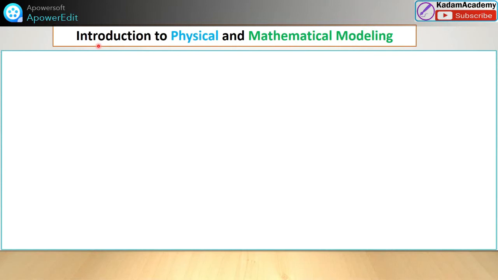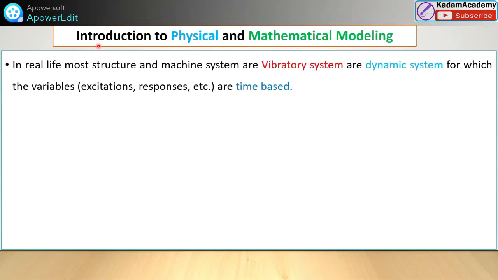In this slide, introducing the physical and mathematical modeling, you must learn what the physical model and the mathematical model are. We are studying mathematical modeling from the physical model of a vibratory system. In real life, most structures and machine systems have elastic members with dynamic behavior, and hence have an infinite degree of freedom. We have already studied this in the degree of freedom video, where you can watch the different types of degrees of freedom.